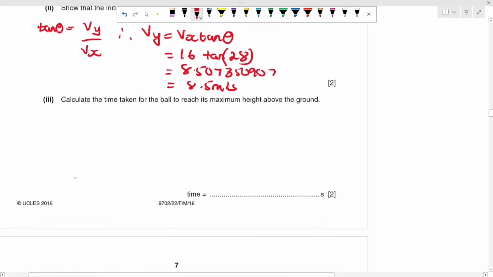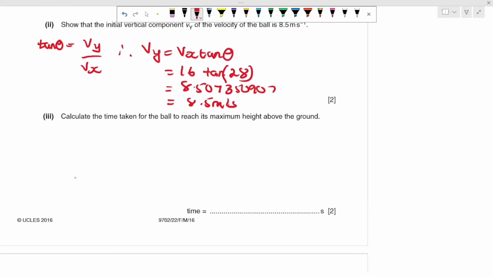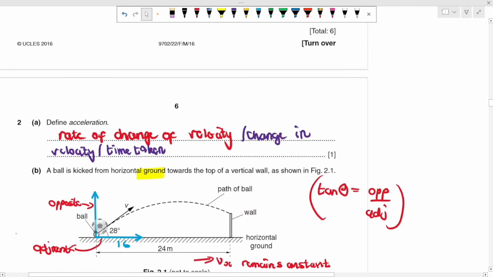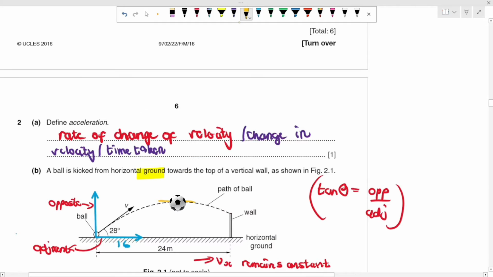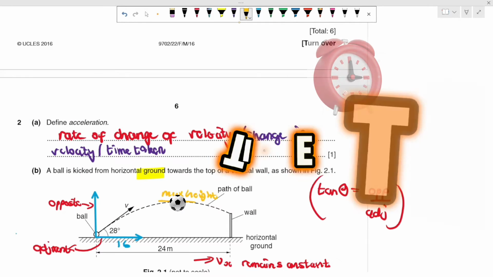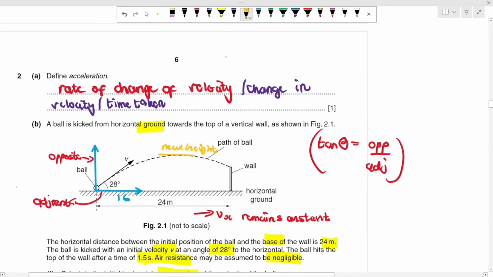Calculate the time taken for the ball to reach its maximum height above the ground. So the ball is going to rise and rise and rise, and then it's going to reach this specific point, right? This specific point is essentially the maximum height, and we just want to find the time taken for it to reach the maximum height. So you see that if your ball is here on this maximum height, you can agree that the only velocity that will be present will be in this direction, right?